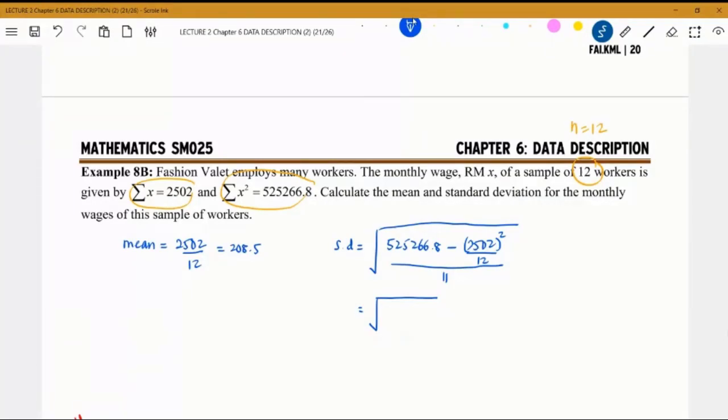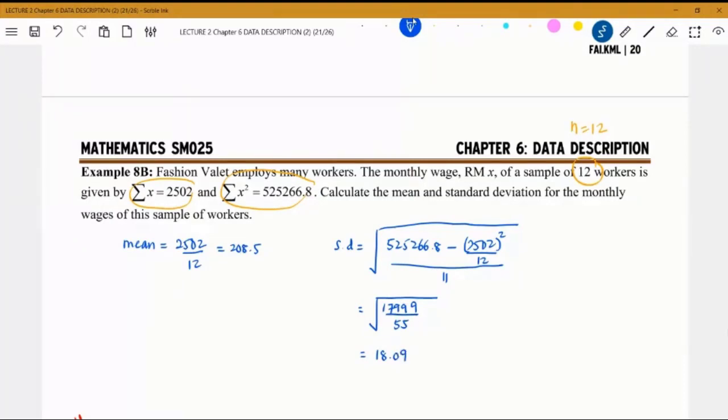327.25. Kalau fraction dapat tak? 3599 over 11. Okay. Ada nilai lain? 17999 over 55. Okay. So this is the correct answer. So you have to square root the whole thing here. So your standard deviation will be 18.09.